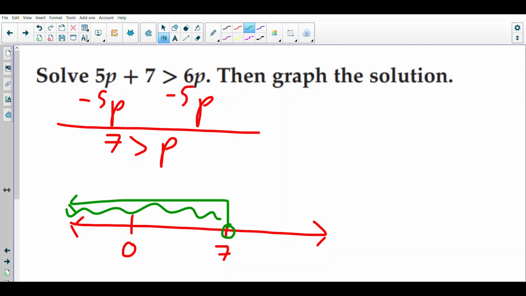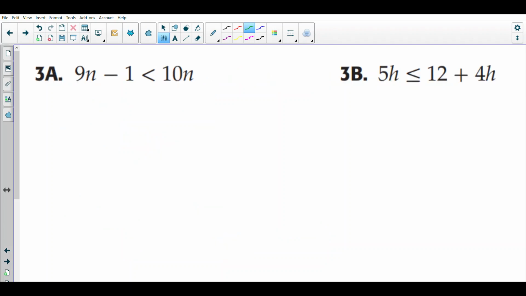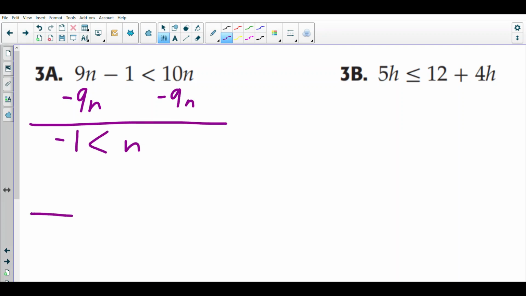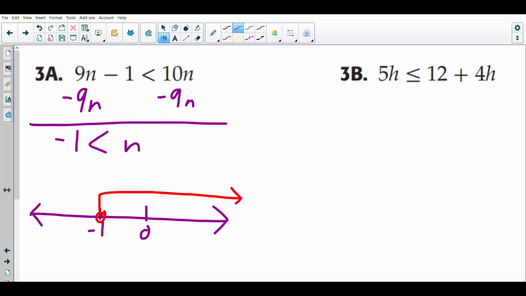And there we go. Next, 9n minus 1 is less than 10n. I said 9p, it's 9n. Again, I'm going to move that 9n to one side. So I get negative 1 is less than n. I'm going to draw my inequality. Arbitrary 0, I go to negative 1. It's just a less than symbol, so it's an open circle. And then the variable's on the right, so I go opposite. It's pointing to the left, so I'm going to go to the right. And there we go.